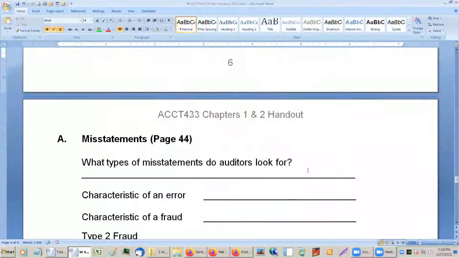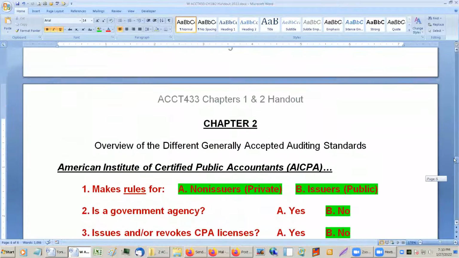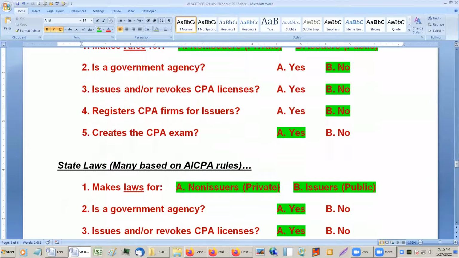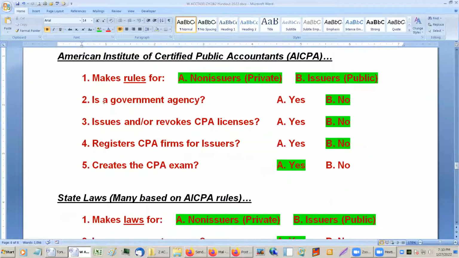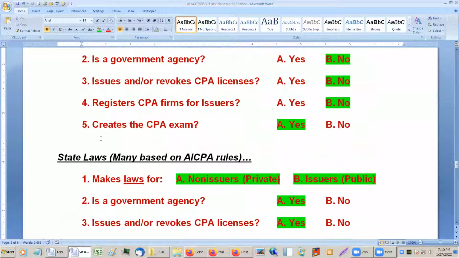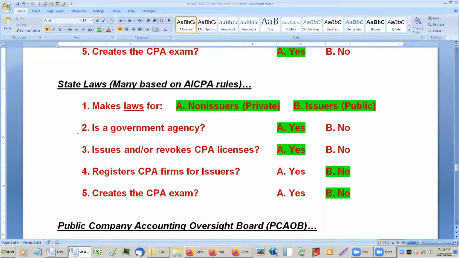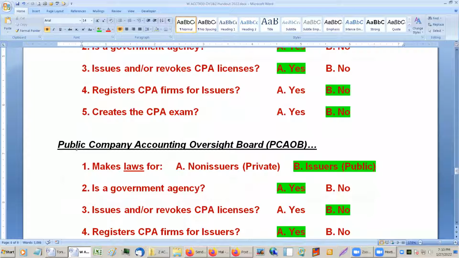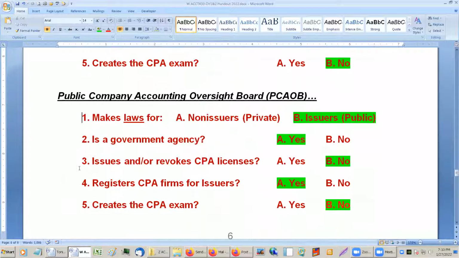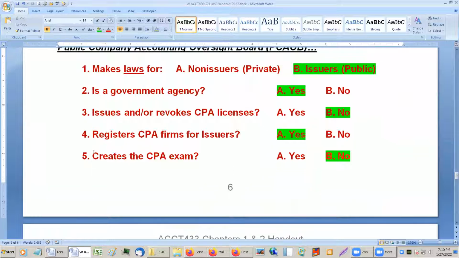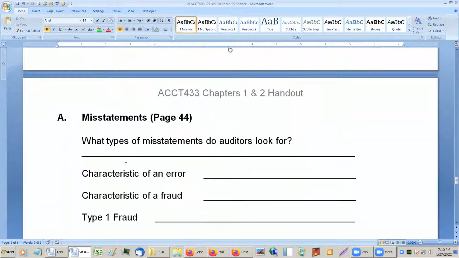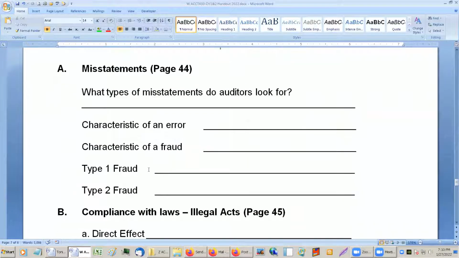So these are the groups that make the rules, and again, they're not all the same. The AICPA makes their rules, not a government agency. Government agencies will make the rules. States and publicly traded company oversight people will. They're usually very much in agreement on the stuff.